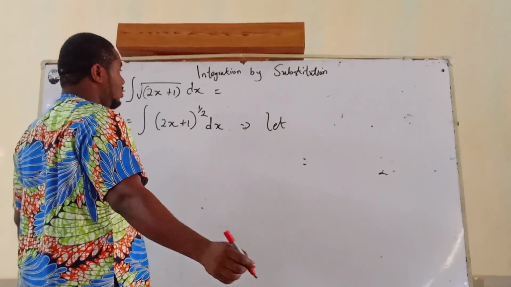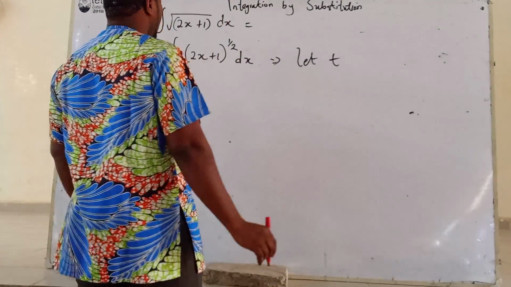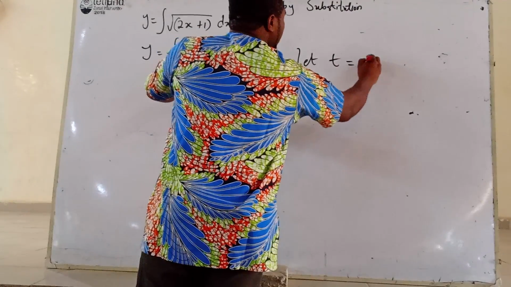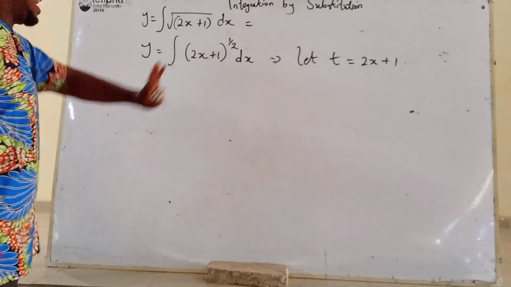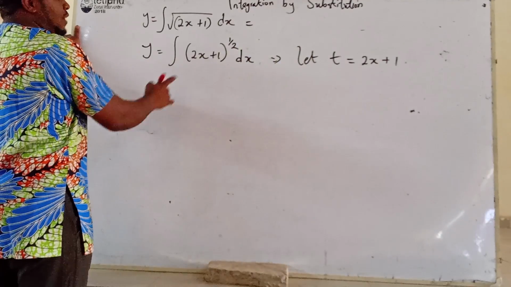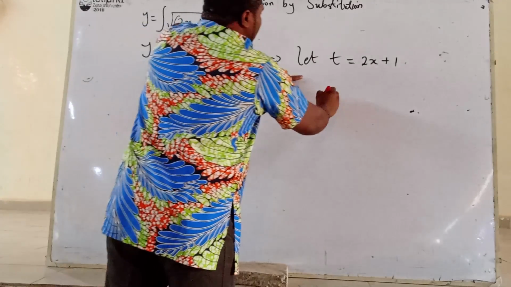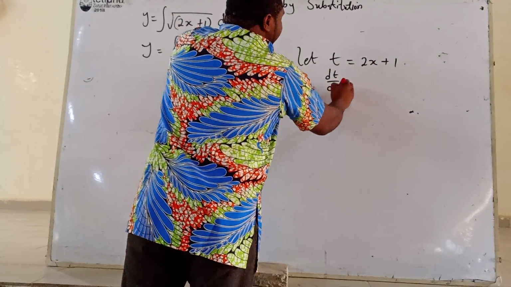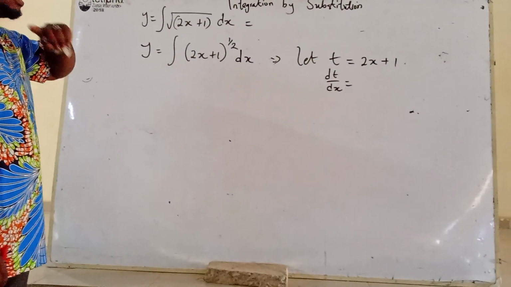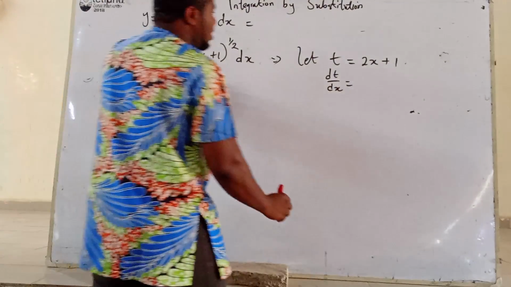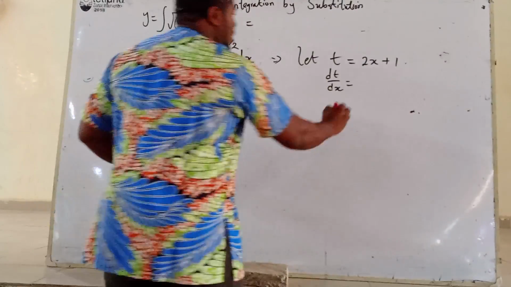So that I can give me another variable. Let me use t. Let t be equal to what? 2x plus 1. So of course, if I have done that, right? Good. All of a sudden, the dt upon dx is going to be what? Differentiate now. Thank you.